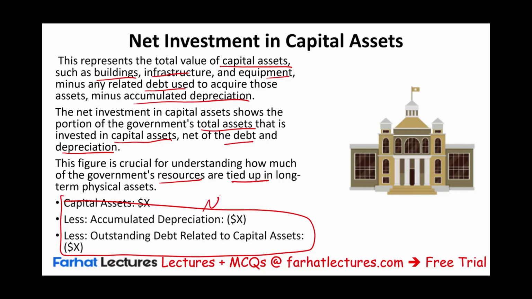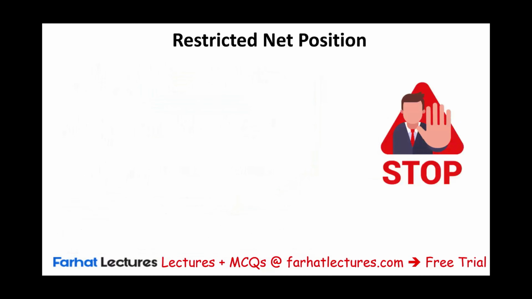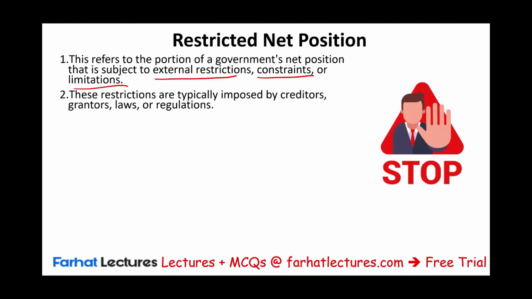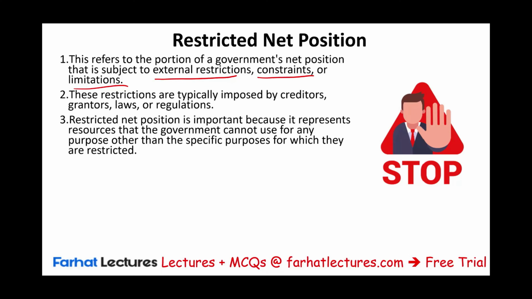Now, often they will show it as net investment in capital asset, but this is the computation to get to that. Then we have restricted net position. From it, the word restricted. This refers to the government net position that's subject to external restriction, constraints, or any types of limitation. These restrictions, when they're external, are usually imposed by creditors, grantors, laws, or regulation. This restricted net position is important because it represents the resources that the government cannot use for any purpose other than that specific purpose for which they are restricted.